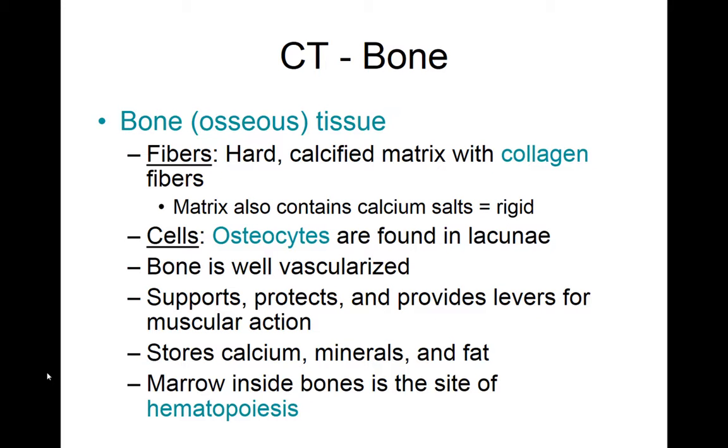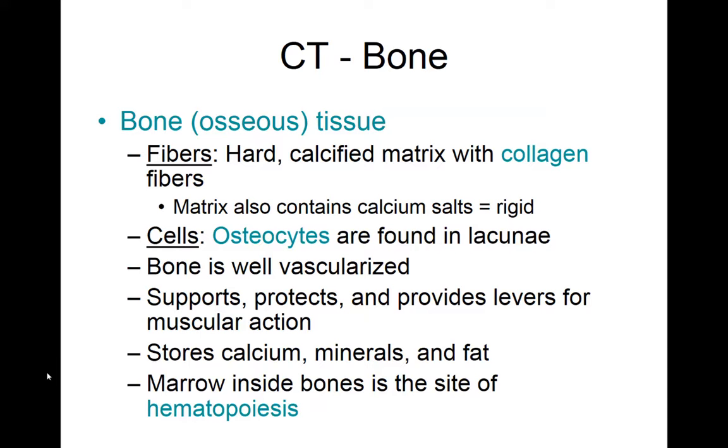We also have, so we've done connective tissue proper, we've done our cartilage, now we have bone. The fibers in bone are collagen fibers, and it has a really hard matrix. It's a calcified matrix. And bone has not just calcium in it, but calcium salts, and it's the calcium salts that are going to make it really hard. The type of cell are osteocytes. Again, anytime it's a hard tissue like cartilage or bone, the cells are always found in lacuna. So it's an osteocyte found in a lacuna.